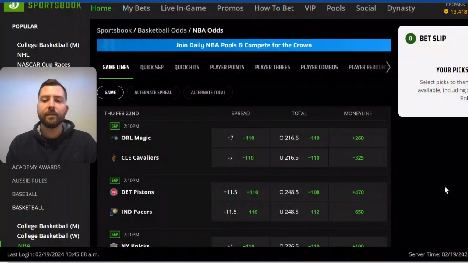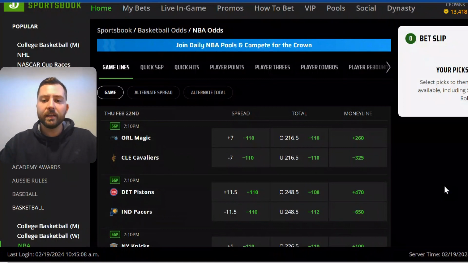Last but not least, we have the money line bet. Now, this might be the most common bet made by a typical bettor. You're basically just betting on that team to win. So if I bet the Magic money line, as long as the Magic win that game, I'm getting paid. If I bet the Cleveland money line, then if Cleveland wins, I win.